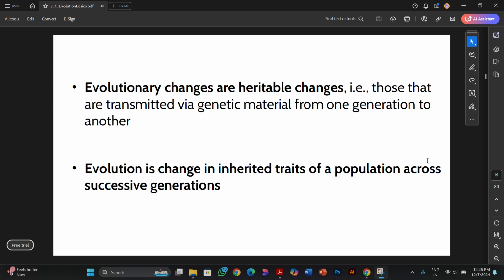So now we are going towards defining evolution. Evolutionary changes are heritable changes which can be transmitted to the offspring. And evolution basically means a huge change in a population through successive generations. When some favorable traits get transmitted, that is called a successive generation only, and then the trait or the population gets evolved.